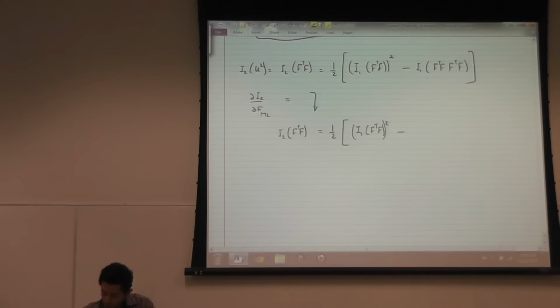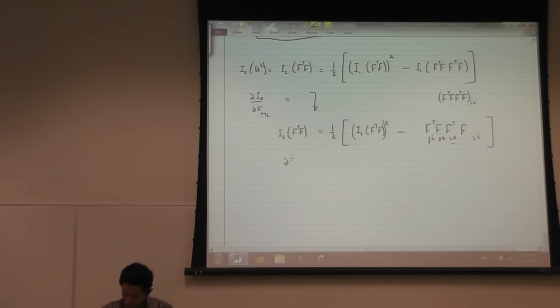I1 of F transpose F. So F transpose F, F transpose F, I is equal to F transpose F, with I at the beginning, I at the end, and I at the beginning, but because of the transpose I'm going to put it here, then J, J, K, K, L, L. And this is switched because it's transposed.